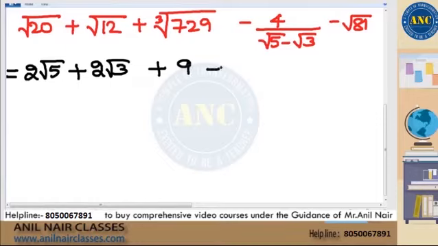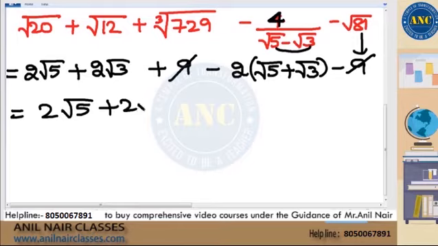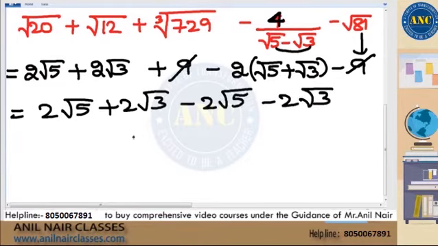Now see here, 5 minus 3 is 2. When 4 is divided by 2, you will end up with 2. Numerator is the rationalized term: root 5 plus root 3, minus root 81 which is 9. This will cancel. 2 root 5 plus 2 root 3 minus 2 root 5 minus 2 root 3. Everything will get cancelled. Answer is 0, sir. Beautiful way, right?